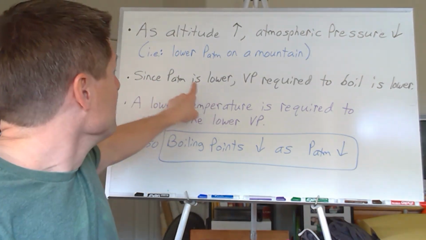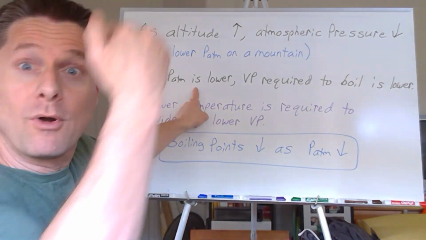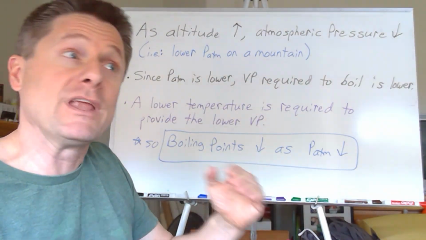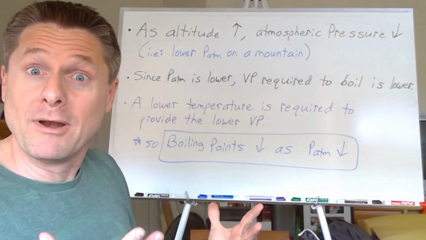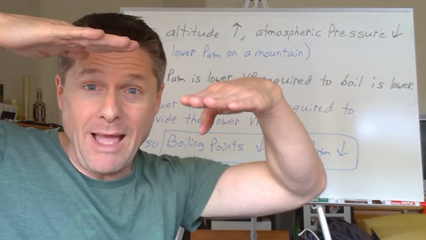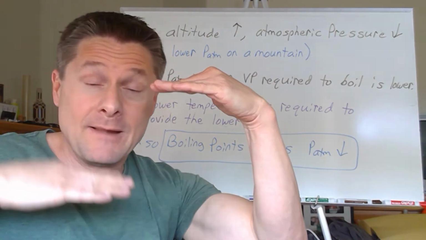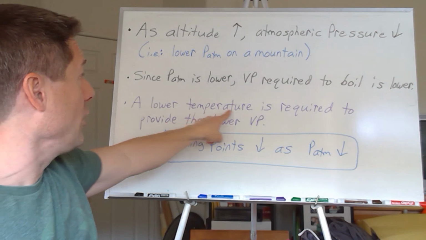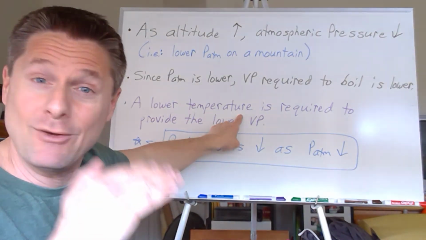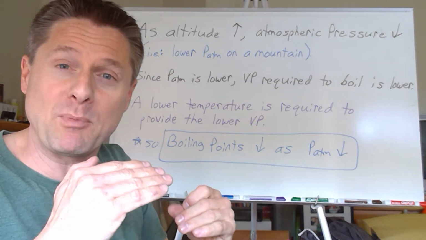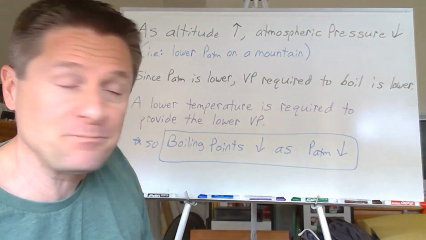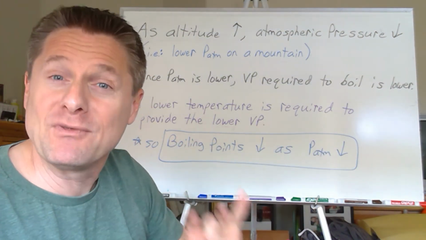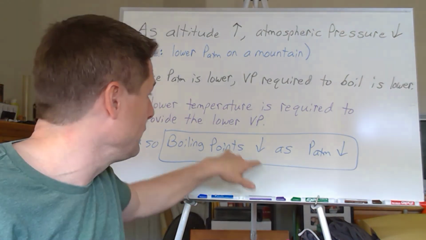Well, follow the logic. If the surrounding atmospheric pressure is lower at a higher altitude, i.e. up on a mountain, wouldn't it make sense that the vapor pressure required to boil is also lower? So at sea level, it's 1 atmosphere. But if you're up on a mountain, and let's say it's 0.7 atmospheres, you only have to get the vapor pressure above your liquid up to 0.7 to boil, which requires a lower temperature. So I don't need as high a temperature to get to the lower vapor pressure, which equals the lower atmospheric pressure. Do you see the logic there? So boiling points decrease as the atmospheric pressure decreases, or the higher the altitude, the lower the boiling point.